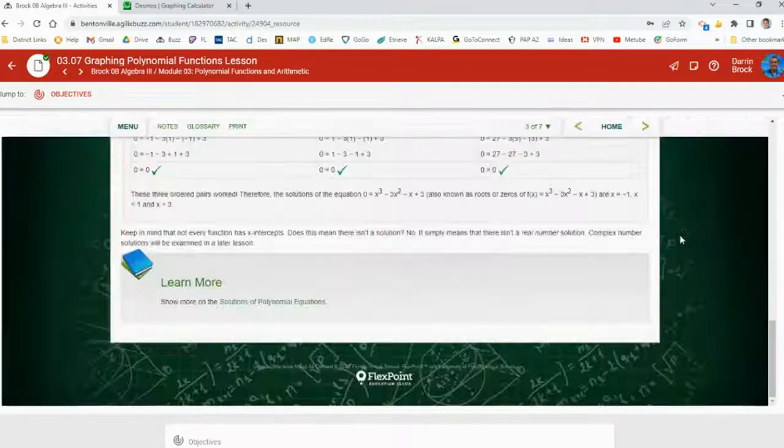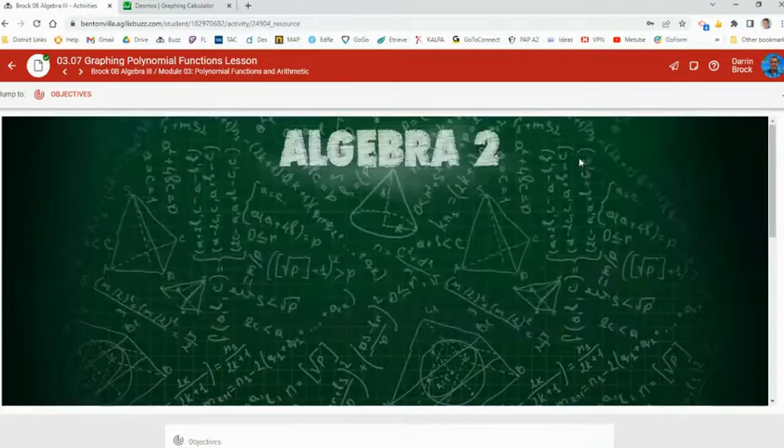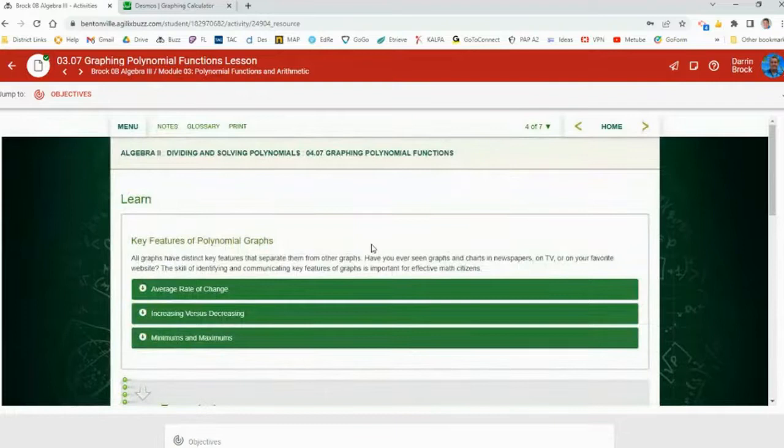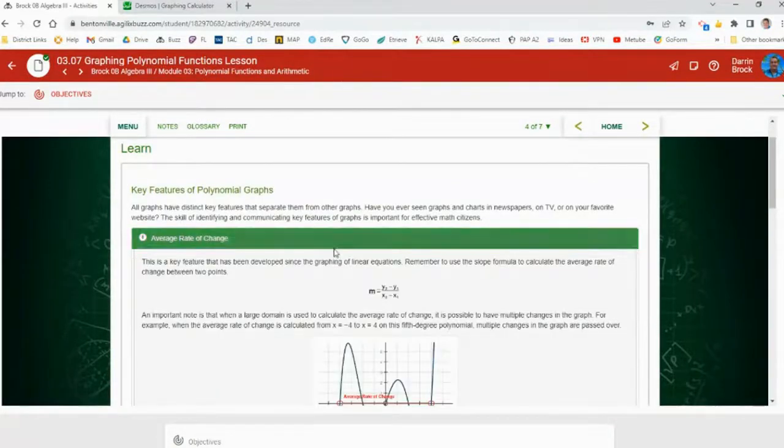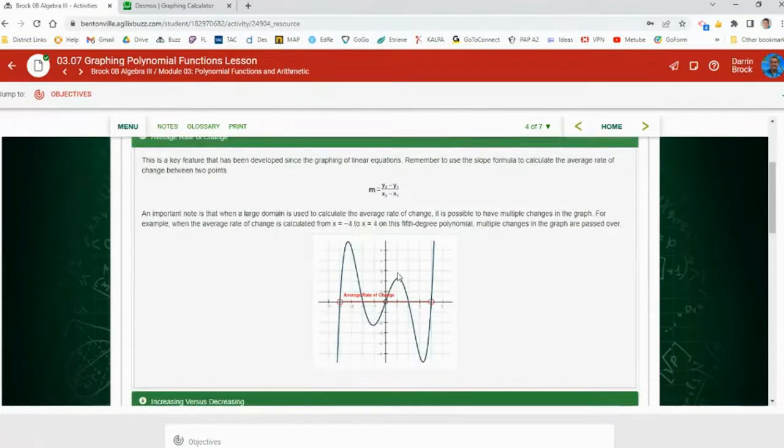So, all right, graphing helps us a lot to be able to solve these without having to do all the factoring and other stuff. Key features, average rate of change, right? What is the average rate of change between 2 points? This one says between x equals negative 4 and x equals 4.